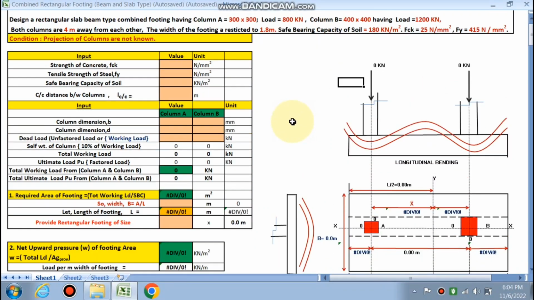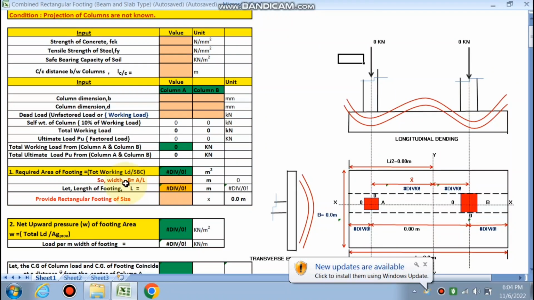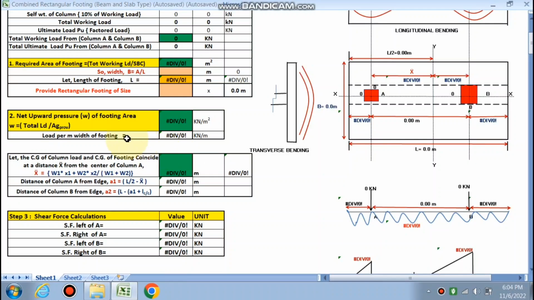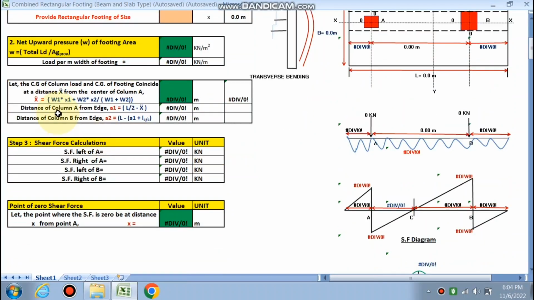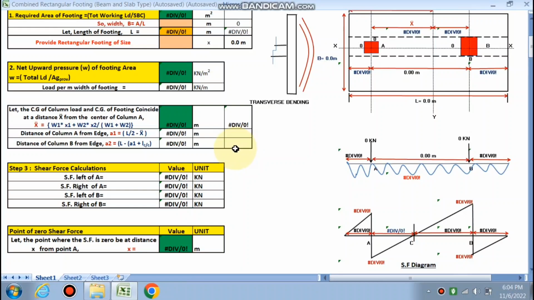So what are the steps? The steps are, firstly we will find the dimension of the footing, like the width has already been given, but we will have to find the length of the footing according to the area of the footing, which is calculated by the total load. Net upward pressure will be calculated. Next, the x bar distance, the distance of the CG will be calculated.